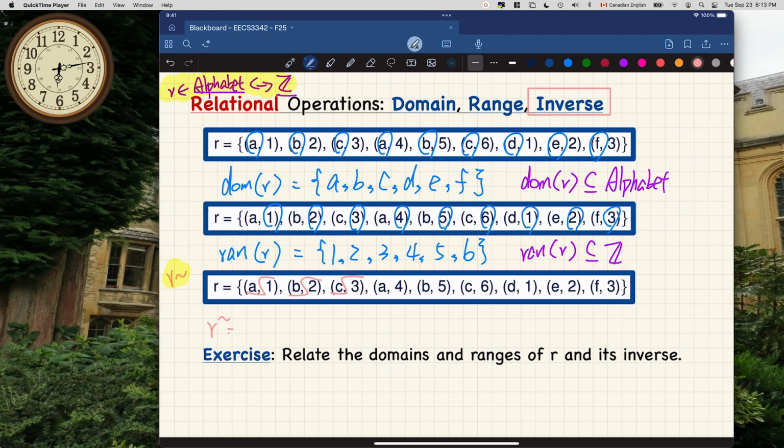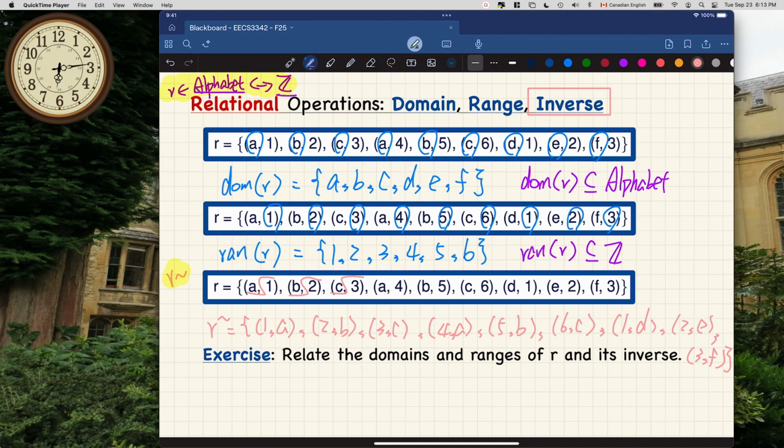So A1 is going to be 1A. B2 is going to be 2B. C3 will be 3C. And then we got 4A, 5B, 6C, and we got 1D, 2E, and 3F. Very straightforward. The cardinality is the same. You can also look at the set comprehension notation there to see the definition.